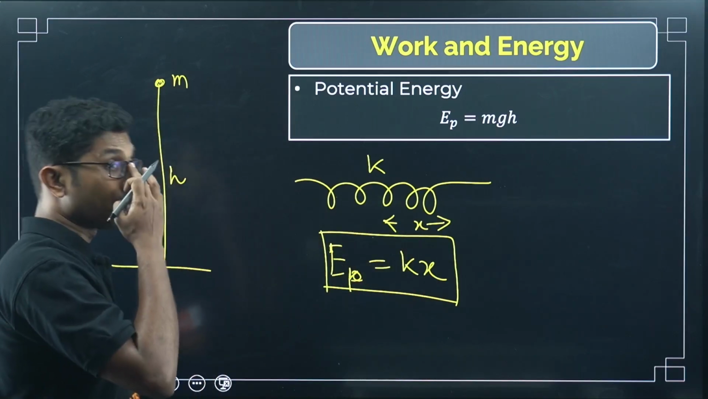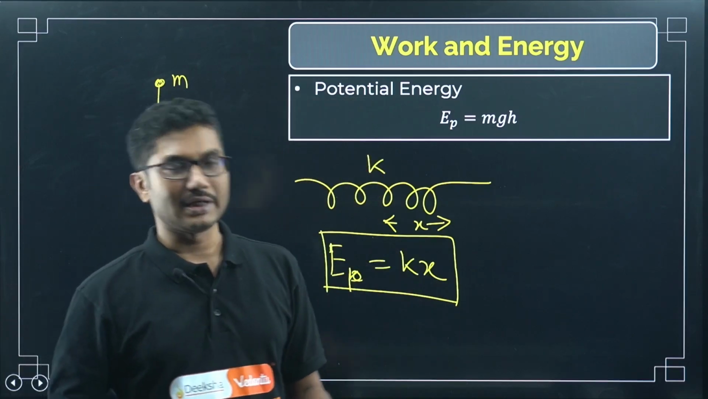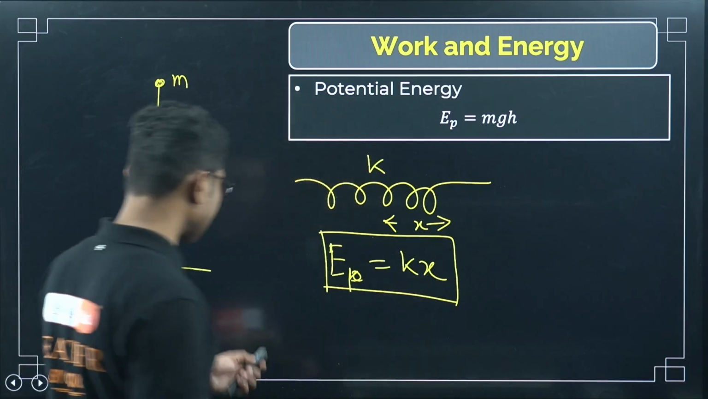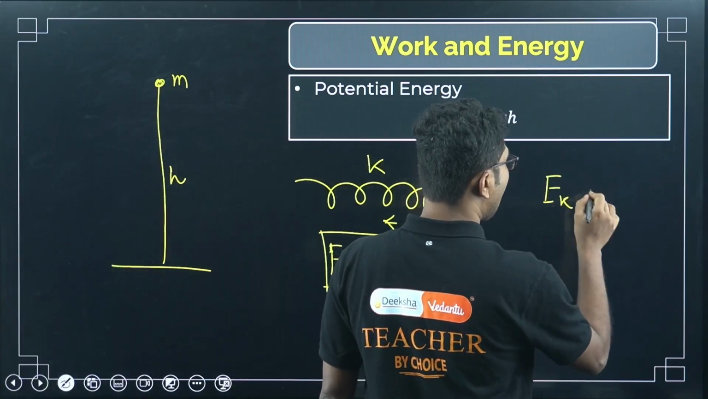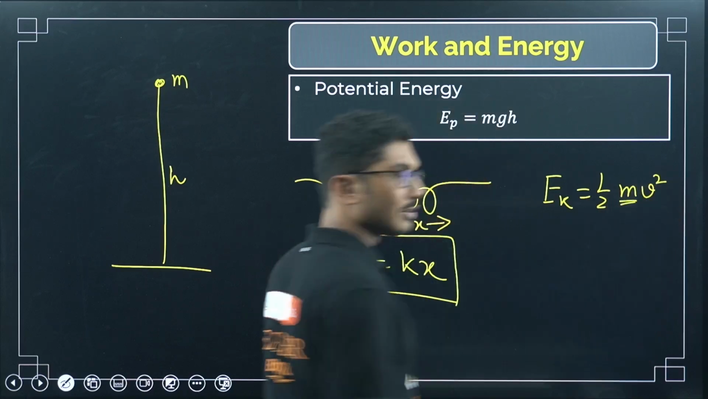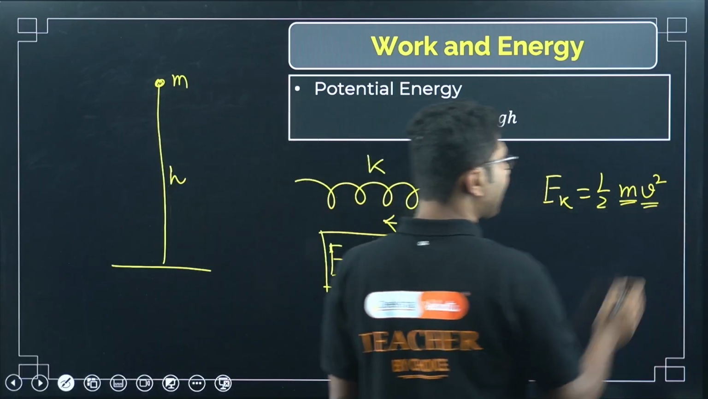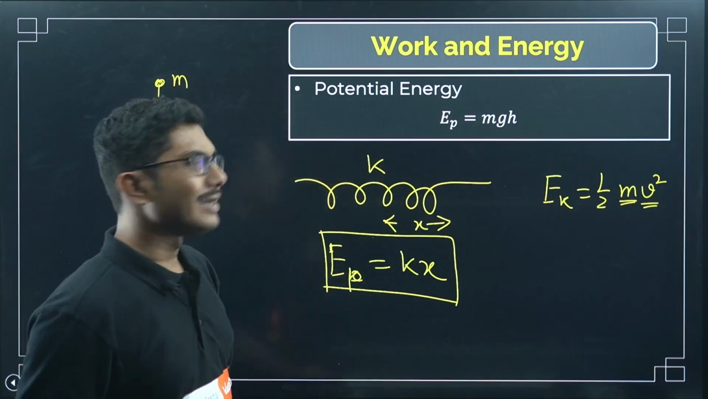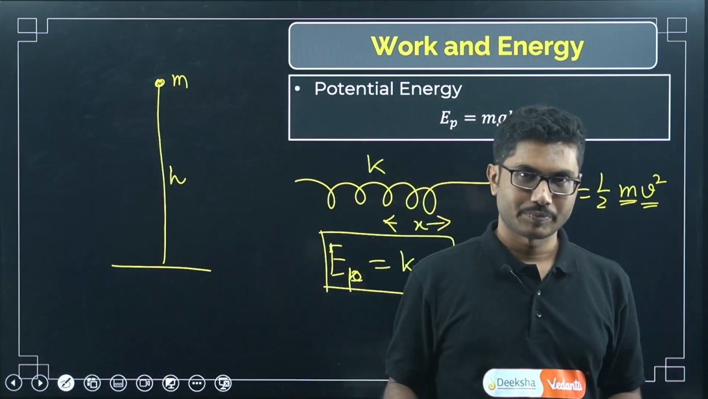Now remember that potential energy can be negative, whereas kinetic energy can never be negative. What was the kinetic energy expression? Kinetic energy was half mv squared, right? Mass of an object cannot be negative. Velocity can be negative based on the direction, but when you square it, the square of velocity will be positive, right?